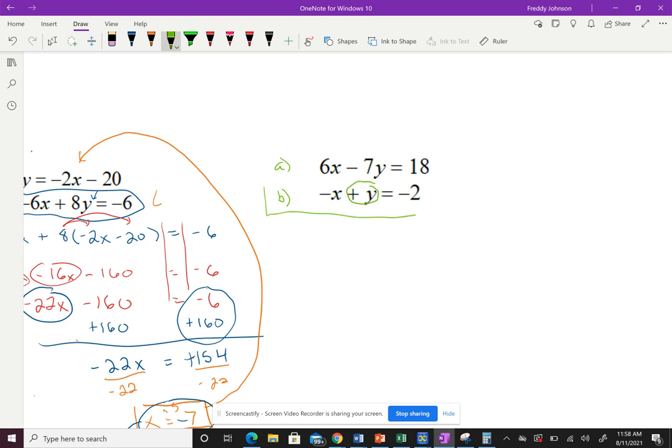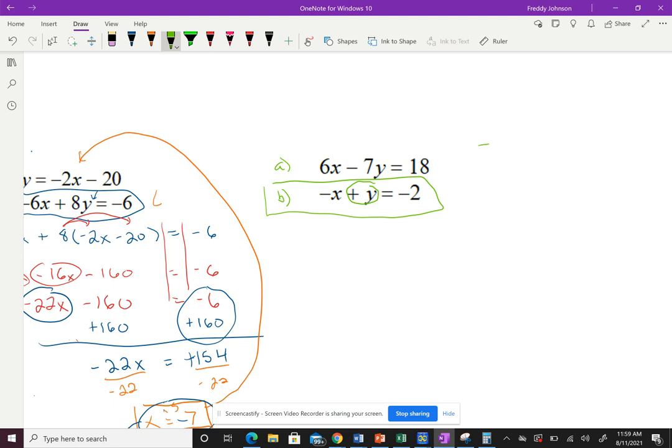So now I'm going to use the b equation here, and I'm going to solve for y. Why am I going to solve for y? Because y is pretty easy to solve for. It doesn't matter. You could use a and solve for x if you wanted to. It really doesn't matter. I'm just trying to find the easiest one.